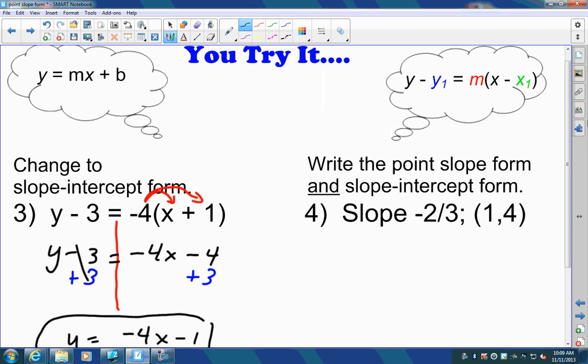So as I write it, I have y minus y1, which is 4, equals my slope, negative 2/3, x minus x1, which is 1. There it is in point slope form.